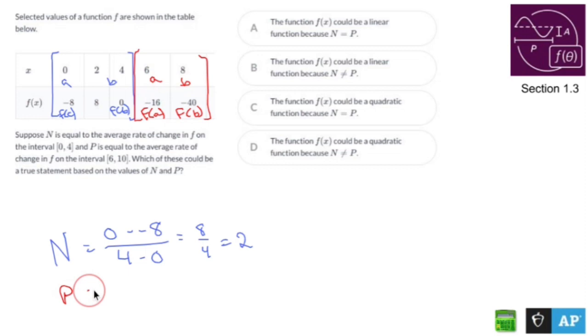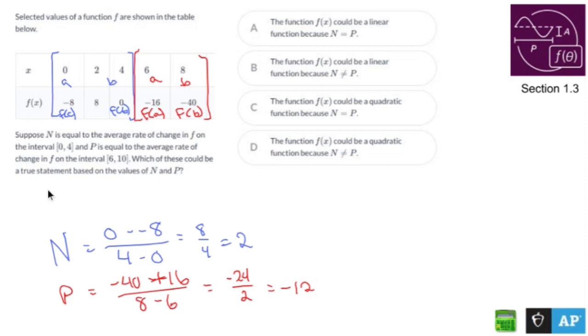So P would equal f of b, which is negative 40, minus f of a, which is negative 16, over b, which is 8, minus a, which is 6. Negative 40, double negative becomes a positive, so we got negative 24 over 2, and that becomes negative 12. So n was 2, p was negative 12.